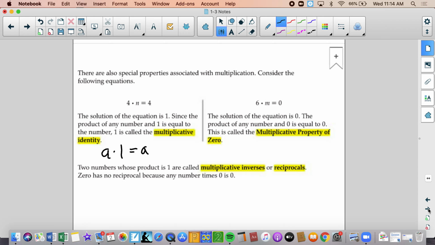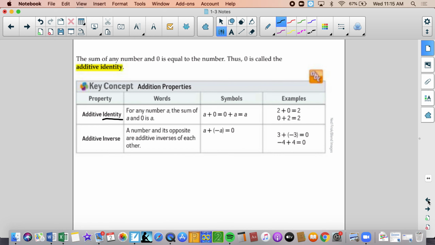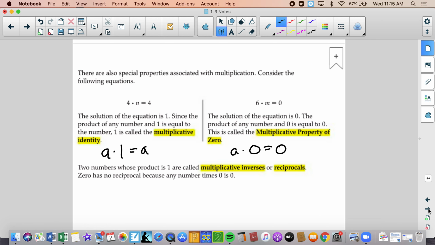What do we multiply the original number by in order to get 0? Don't misinterpret reciprocals, because reciprocals aren't going to give us 0. So 6 times what would give me 0? Well, the only number that can go in would be 0. So A times 0 equals 0. That's the multiplicative property of 0, as opposed to the additive inverse. So that's when we're dealing with zeros.